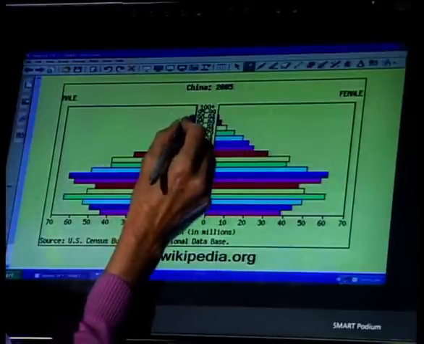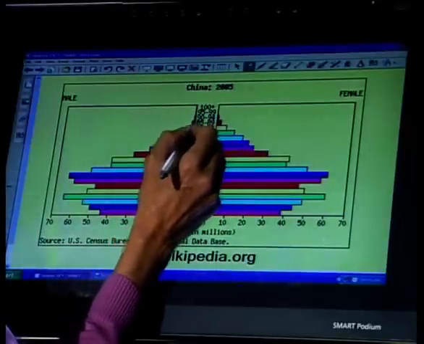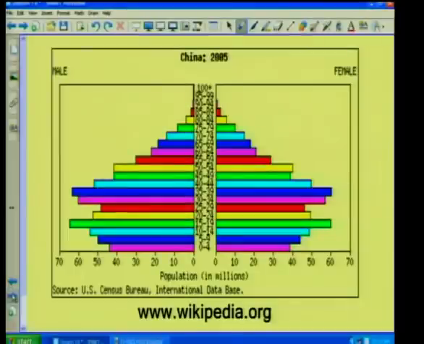Looking here at your 90 to 94 year olds, there are still people around that are alive. And we're talking about millions of people here. So remember, always look at the number of units that you're using. It's in millions across the bottom here.